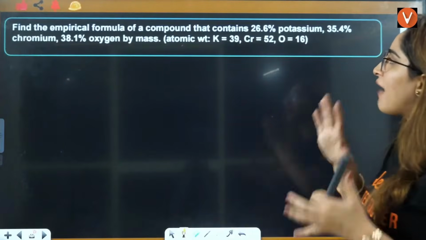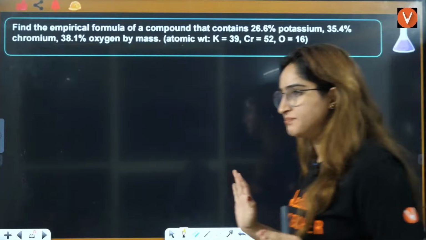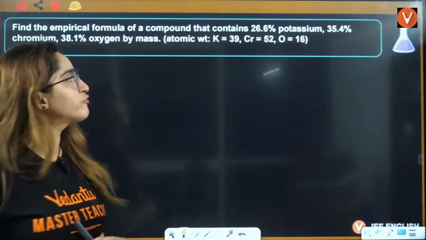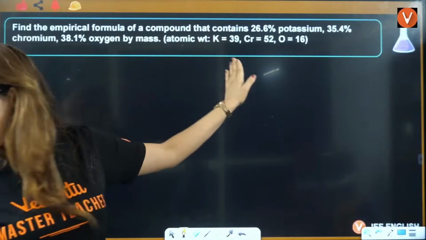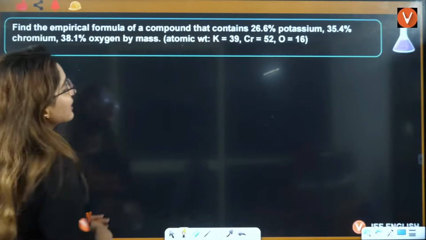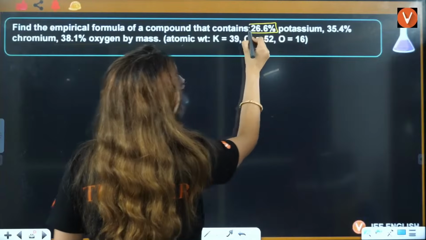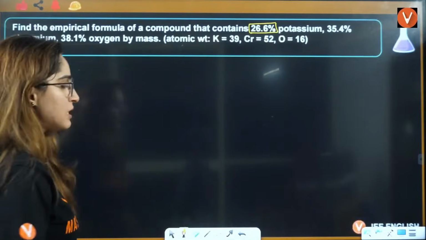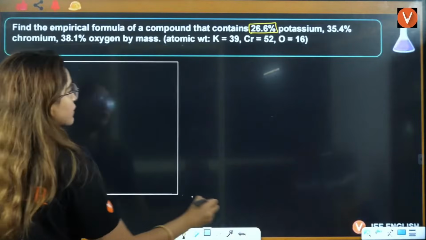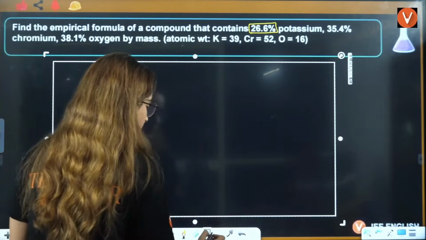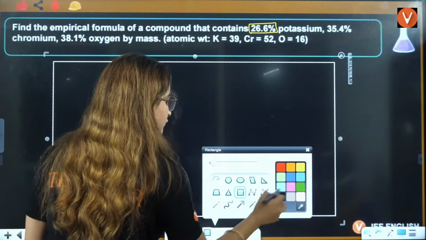they are saying that find the empirical formula, right? Now you have to find the empirical formula of a compound that contains 26.6% of potassium. Now students, we will again make this table, right? Again we will make this table. Same thing we are going to do everywhere, right?